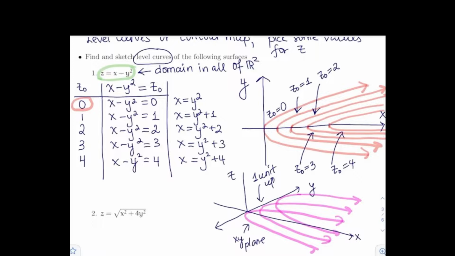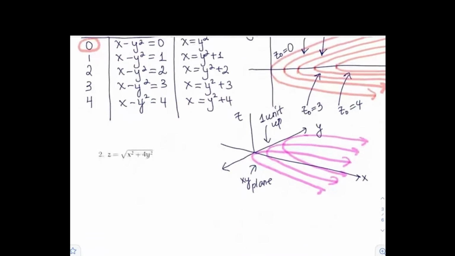And then we recognize the curves, and then we map them out and mark them with the corresponding z values. And you keep in mind those values are representing heights, right? So that's your general idea of level curves. Let's take a look at the next example.